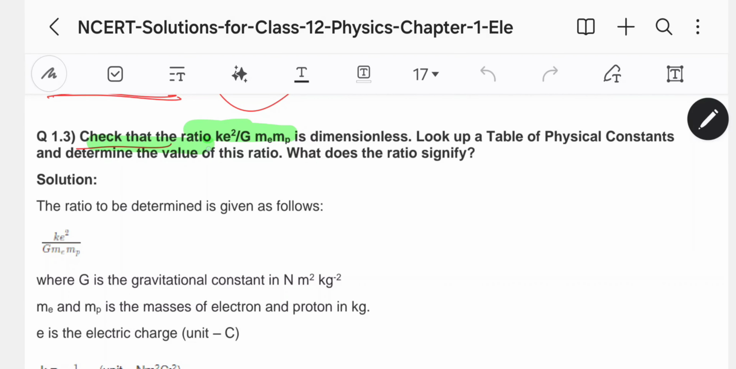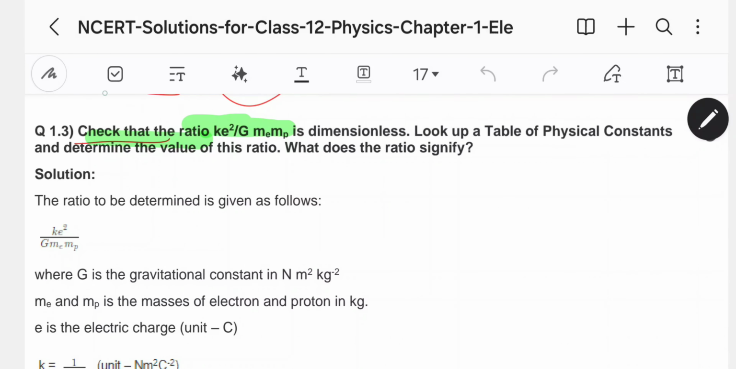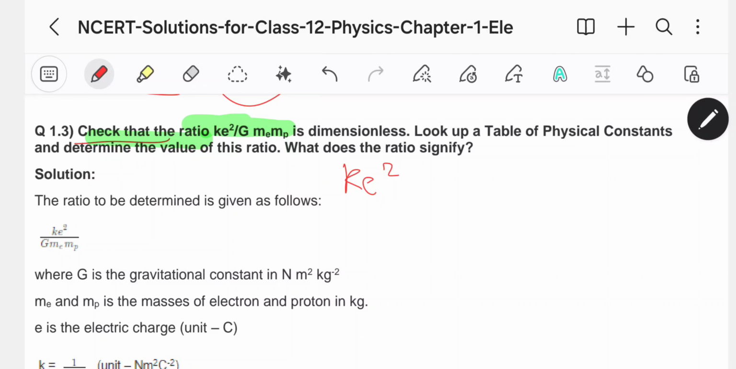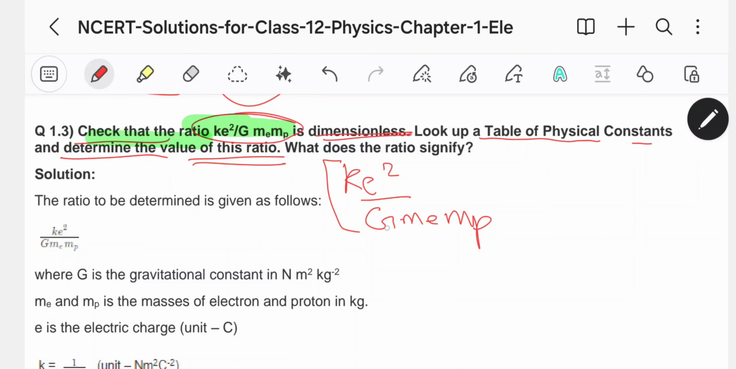Alright, so check the ratio. k e square by G m_e m_p is dimensionless. So check whether this is dimensionless. That means if it does not have any dimensions, look up a table of physical constants and determine the value of this ratio. So we have to determine this ratio's value, and what does this signify?